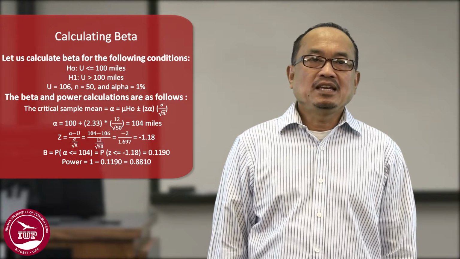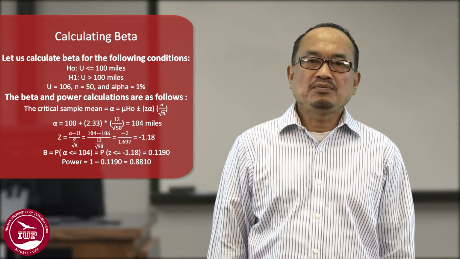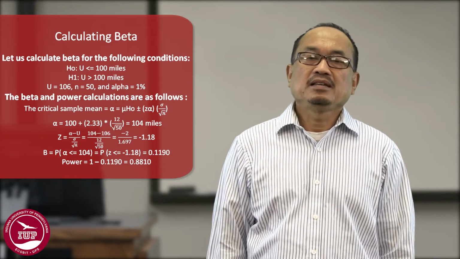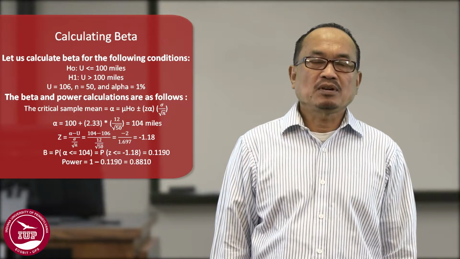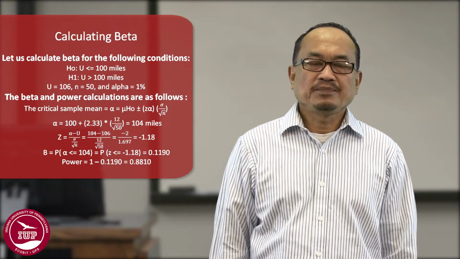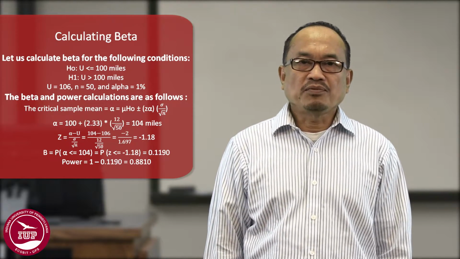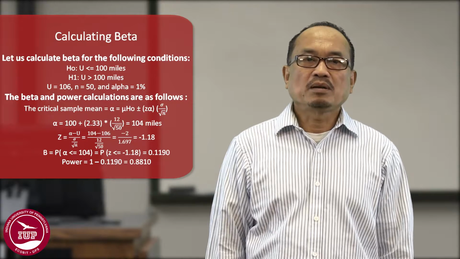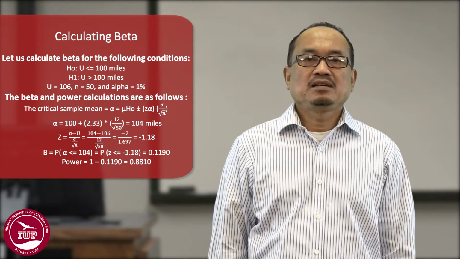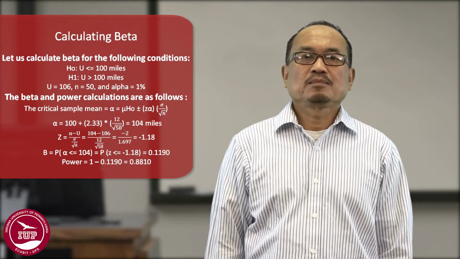Therefore, z is equal to x bar of alpha minus mu divided by sigma divided by square root of n, equal to 104 minus 106 divided by 12 divided by square root of 50, which is equal to minus 2 divided by 1.697, equal to minus 1.18.